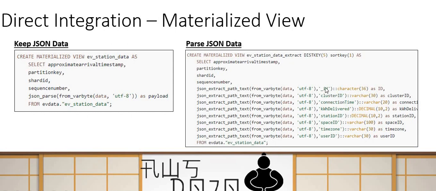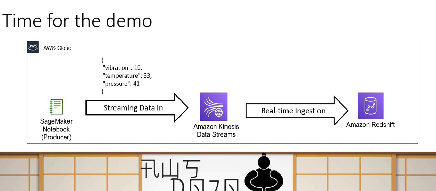We are simply parsing the JSON document with the key, the data type, and then finally we give each of them a column name. If you do that, then you have multiple columns, each holding the value of a particular key in the JSON document. So it's up to you how you want to create the materialized view. Both possibilities are there. That's pretty much what you need to know from the knowledge point of view.